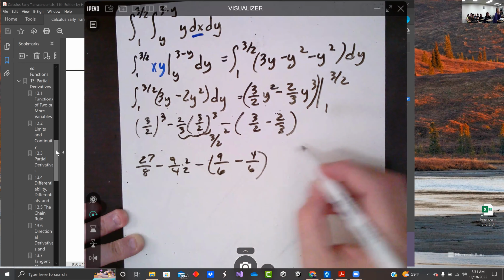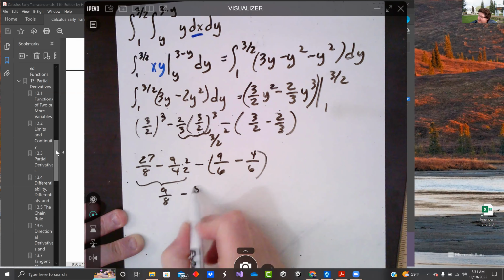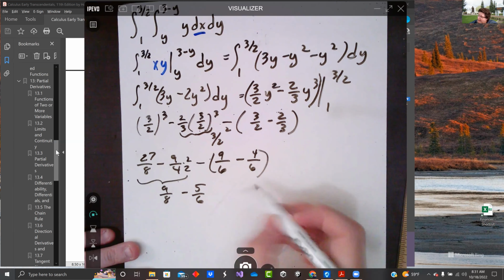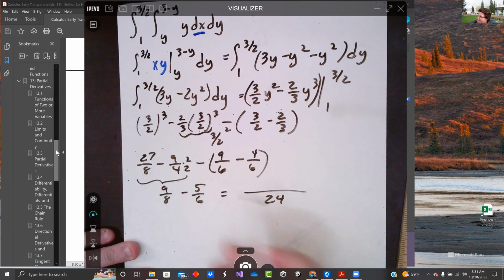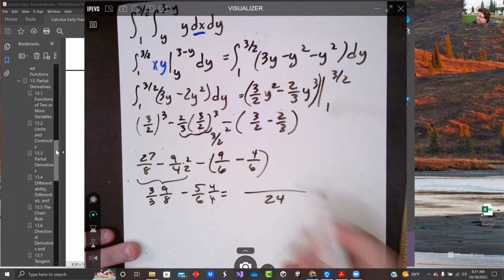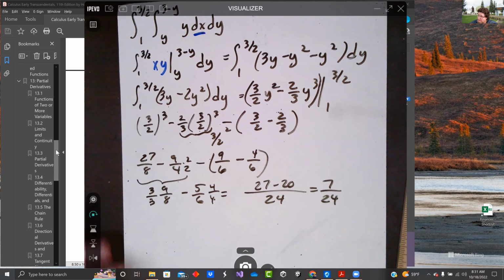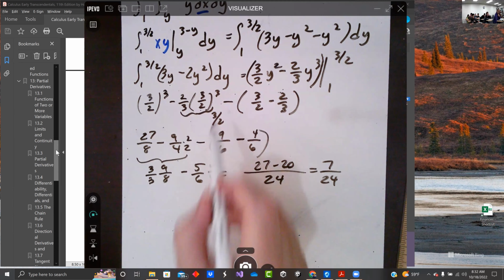So this would clean up to 9/8 minus 5/6. So we need another common denominator. The lowest common denominator would be 24, although 8 times 6 is easier to recognize. 24 is the lowest. So you got 27 minus 20, or 7/24. Assuming I didn't make any mistakes. And we've already seen that I do make mistakes, so.